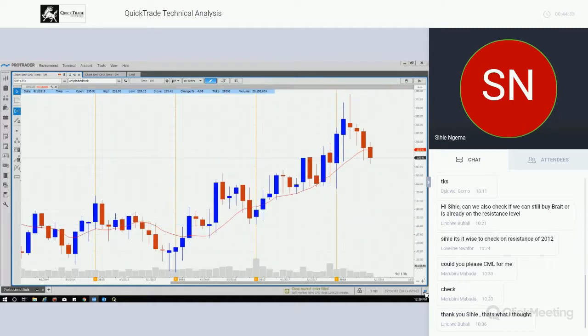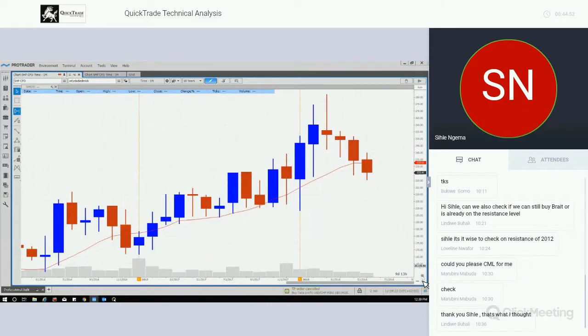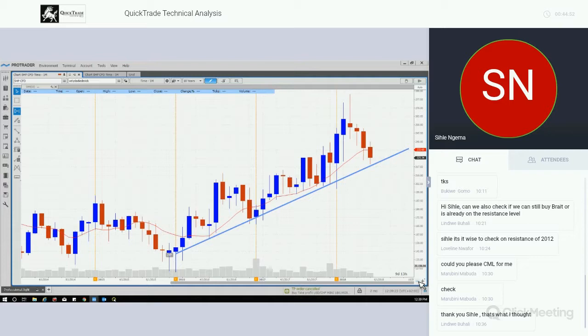Okay, let's look at Shoprite. Shoprite has been on a nice rise since 2016. I will draw a rising trend line here using the monthly time frame. This is how it looks. If some of you followed some of the past webinars that I've done, I did some analysis on Shoprite while it was still trading much higher. I said I was looking at Shoprite maybe coming down to 225, 230 before I consider going long on Shoprite.